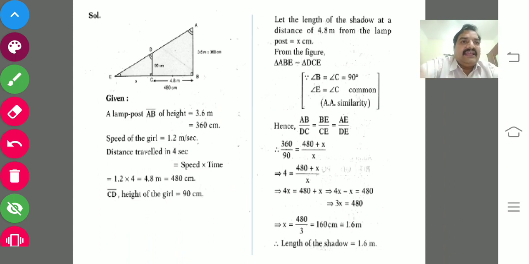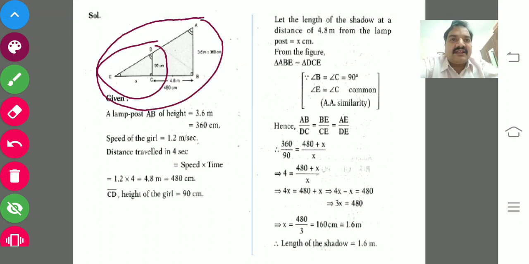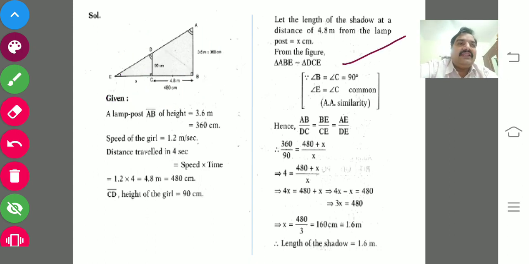Now let the length of the shadow at a distance of 4.8 from the lamp post be x. You are going to find the length, that is x. From the figure, we have already discussed that the bigger triangle and the smaller triangle are similar, because here 90 degrees and 90 degrees, and E is common for both triangles. That's what, from AA similarity, you can say that the two triangles are similar.